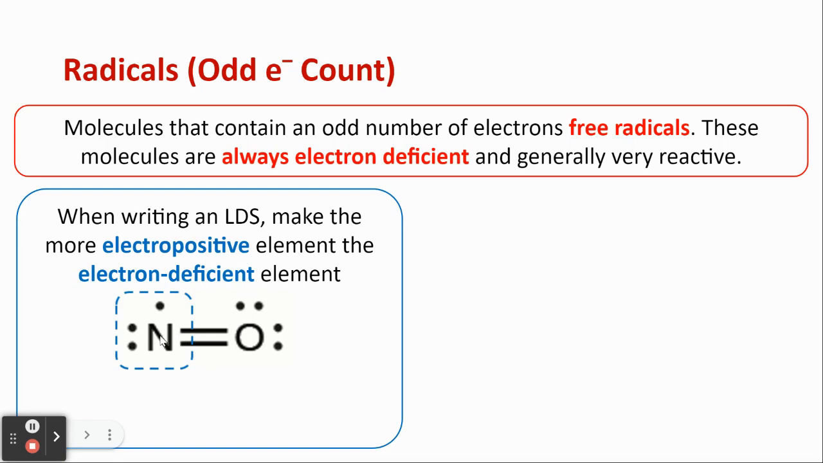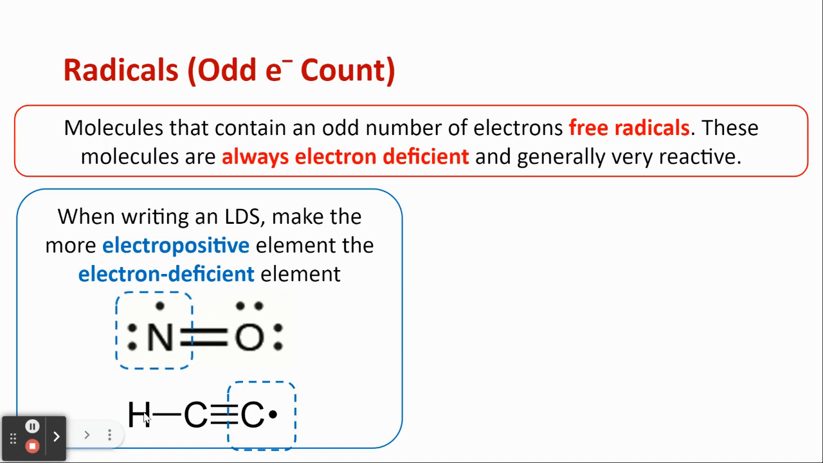So here's an example. If we were to look at NO, nitrogen has 5 valence electrons, oxygen has 6 valence electrons, so we have 11 valence electrons in the structure. That's an odd number. When we make that structure, we're going to notice that nitrogen is going to have 2, 4, 6, 7 electrons. It's going to be an electron deficient element. And the reason why it's nitrogen and not oxygen is because oxygen has a higher electronegativity or attraction for electrons. So it will pull the electrons towards itself and fulfill that octet rule.